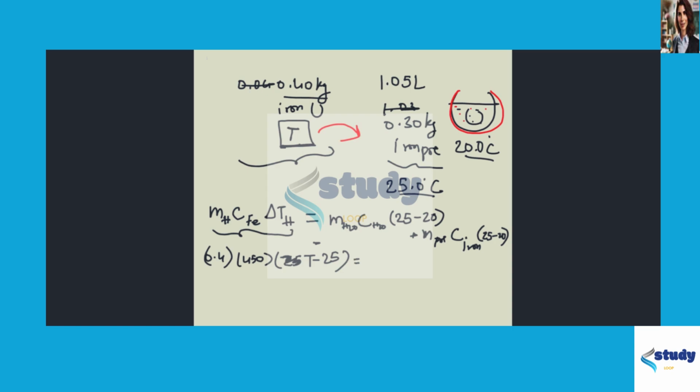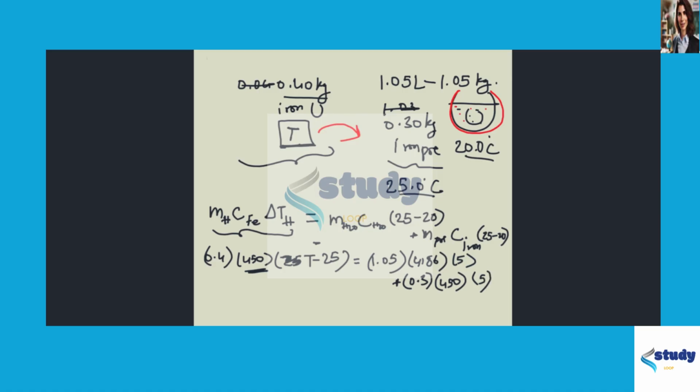Now this is equal to the mass of water, which is simply 1.05 kilograms. Remember that 1 liter of water weighs 1 kilogram, which means 1.05 liters of water weighs 1.05 kilograms, times the specific heat of water, which is 4186, times 5, or delta T, plus for the iron pot, we have the mass 0.3 kilograms times 450, or specific heat, times 5, or delta T.